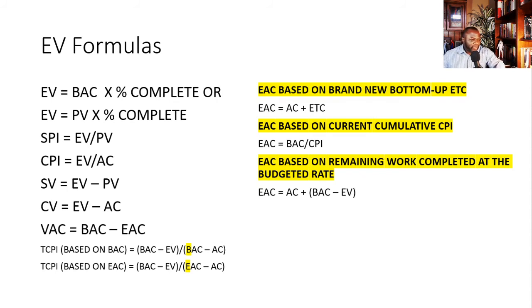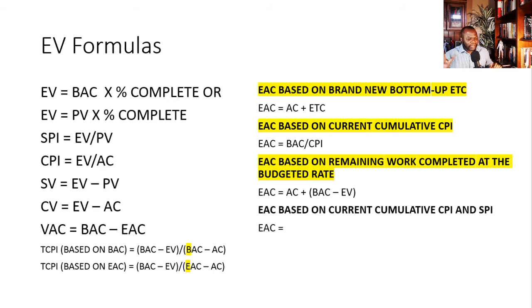Okay? The final one is EAC based on the current cumulative CPI and SPI. And if we do that, you are going to get something that looks very similar to what we just did. All right. So go for it. EAC equals, this is the longest of all the EAC formulas, by the way. Go. Okay. 3, 2, and 1. Let's do it. So the formula is like this.